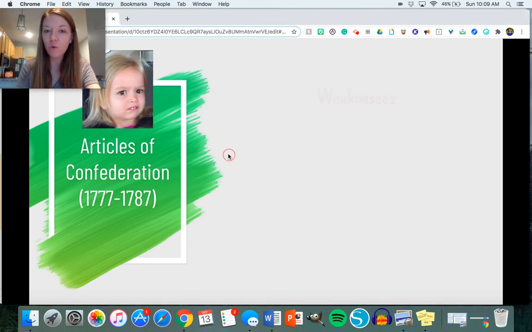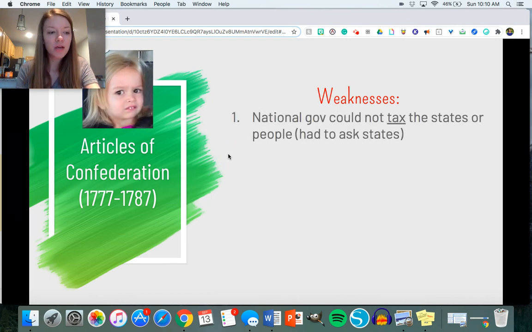There are a lot of weaknesses that come with the Articles of Confederation. This idea of giving all the power to the states, right, didn't work out so well. So the first weakness of the Articles of Confederation was that we did not give the national government power to tax the states or the people. And if you don't know, taxes are basically what is used to run the government. Your tax dollars and your guardian's tax dollars are what pay for the things that the government does, those services that we talked about in the last video, the armed forces, for example.